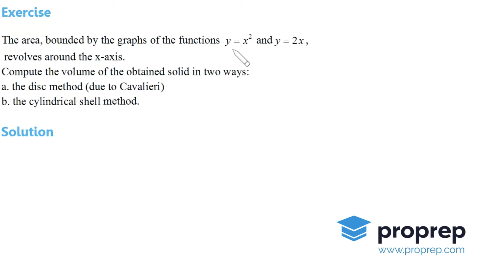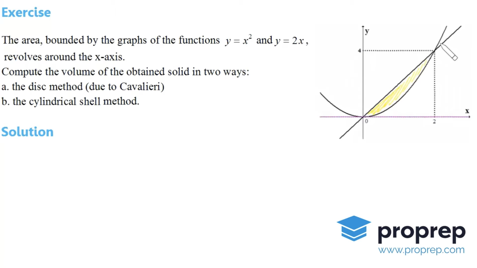In this exercise, we have to compute the volume of a solid of revolution, and we start off with two functions in the xy plane, y equals x squared and y equals 2x. It would be nice to have a picture. Here's a picture I borrowed from somewhere, and there's two curves here, well, a curve and a line.